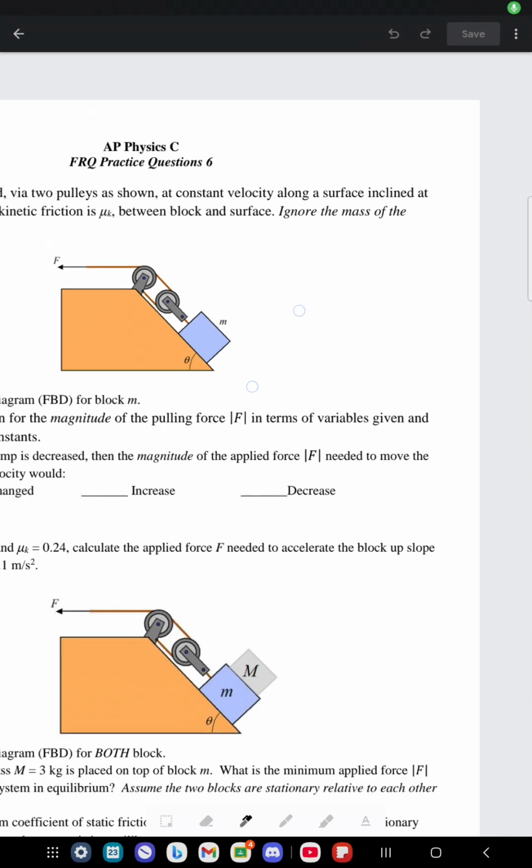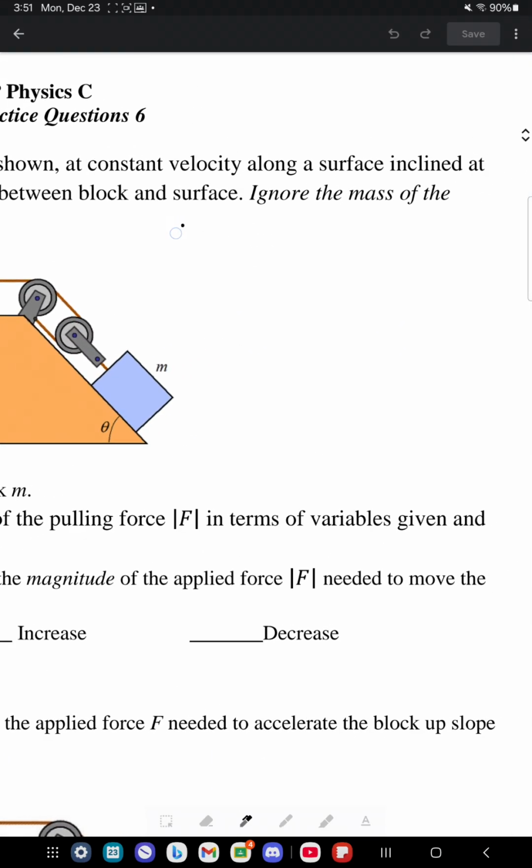The body diagram for block M is, it has an FG because it has a mass. Because it is on a ramp, it also has an FGY and FGX. As there's an FGY, there's also an FN, which is equivalent to the FGY.